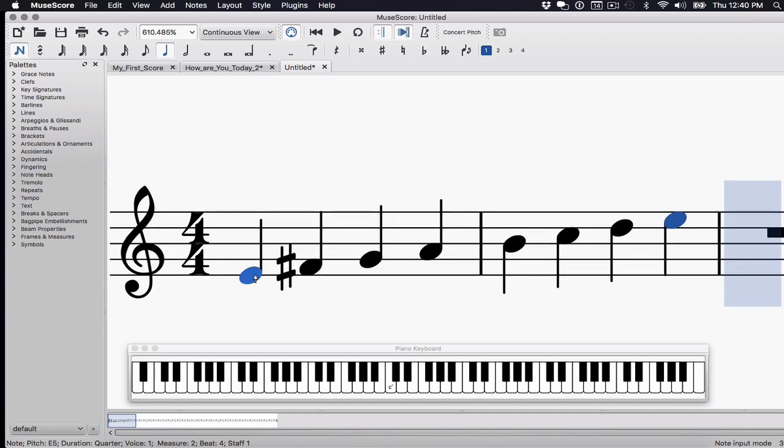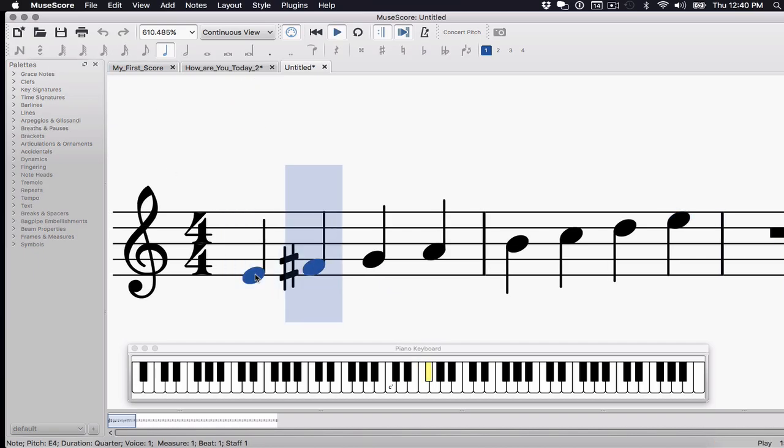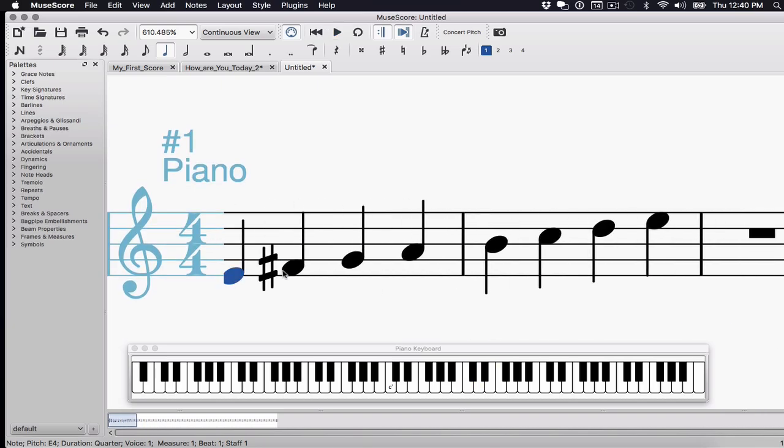So whole step, half step, whole step, half step, whole step, whole step. That is our minor scale pattern. Let's hear it. Okay, so that's an E minor scale.